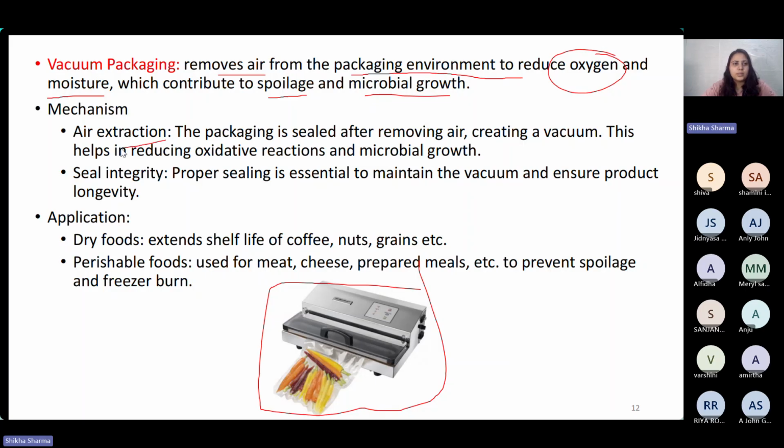So the mechanism is basically to remove the air so that a vacuum can be created and oxidative reactions and microbial growth can be reduced, and sealing integrity should be maintained, so it should be properly sealed so that the vacuum can be maintained and we can increase the shelf life of the food product. So basically it is used for dried products like coffee, nuts, grains, and some perishable food products like meats, cheese, prepared meals, or ready to eat meals to prevent spoilage and freezer burn.